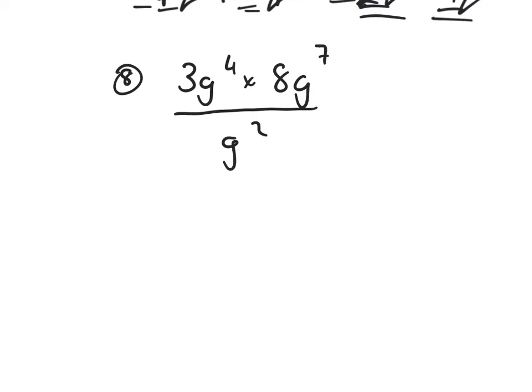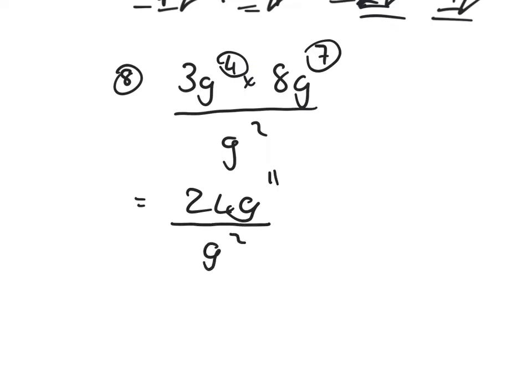Okay, so we can now combine the rules. Let's go for 3g to the power 4 multiplied by 8g to the 7 divided by g squared. Let's first of all take care of the top. 3 8s are 24. g to the 4 plus 7 is 11, so it's 24g to the 11 divided by g squared. And we can now do rule 2, so that will be 24g to the 11 take away 2 is 9, 24g to the 9.